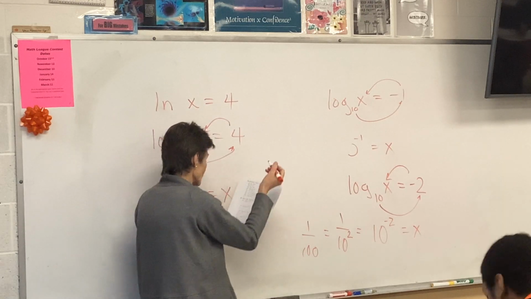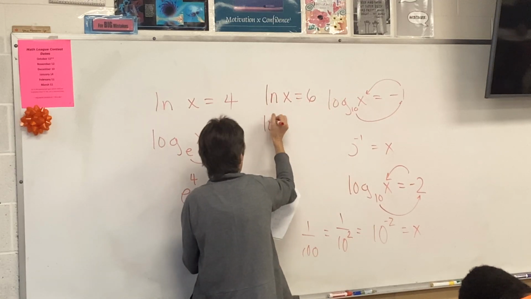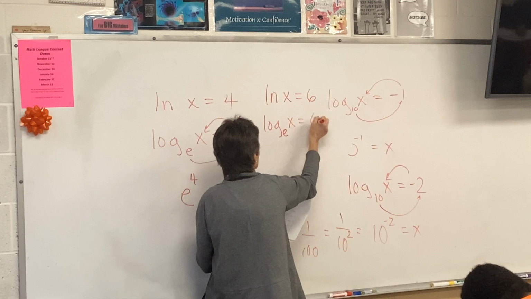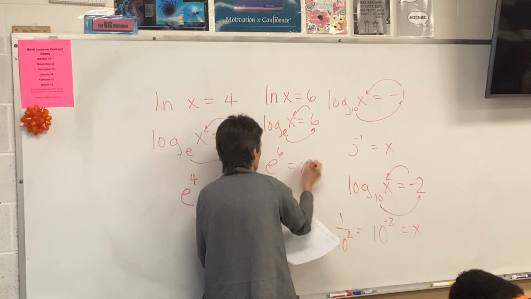So what do you think the next one's going to be? E to the 6. Exactly. It's log base E. So it's going to be E to the 6th equals x, and you're done.